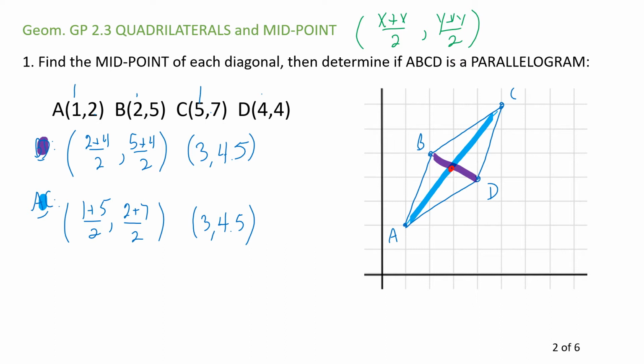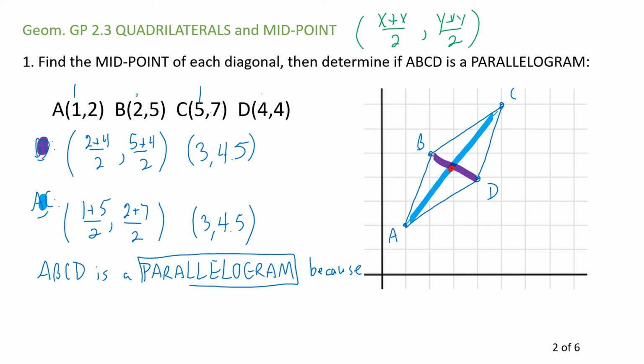So my conclusion, I write it the same way every time. ABCD is a parallelogram because the diagonals bisect each other, which they will on a parallelogram.